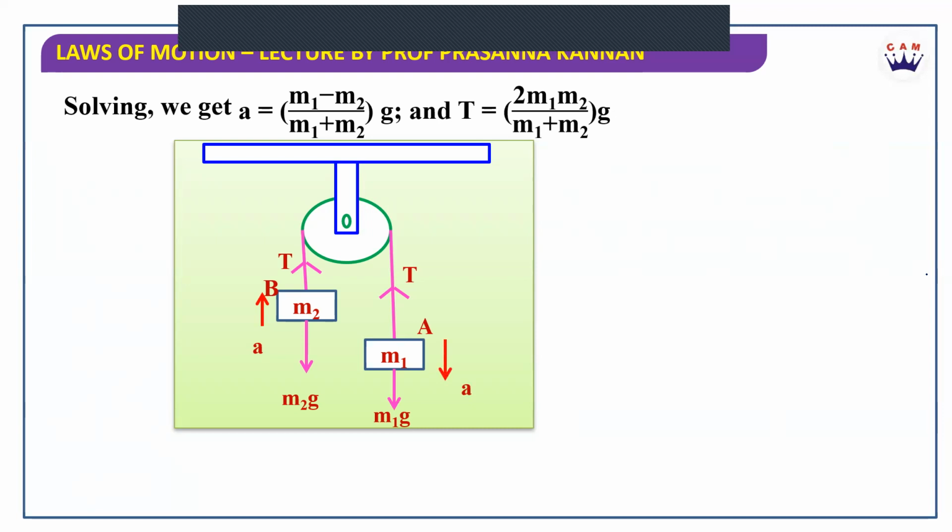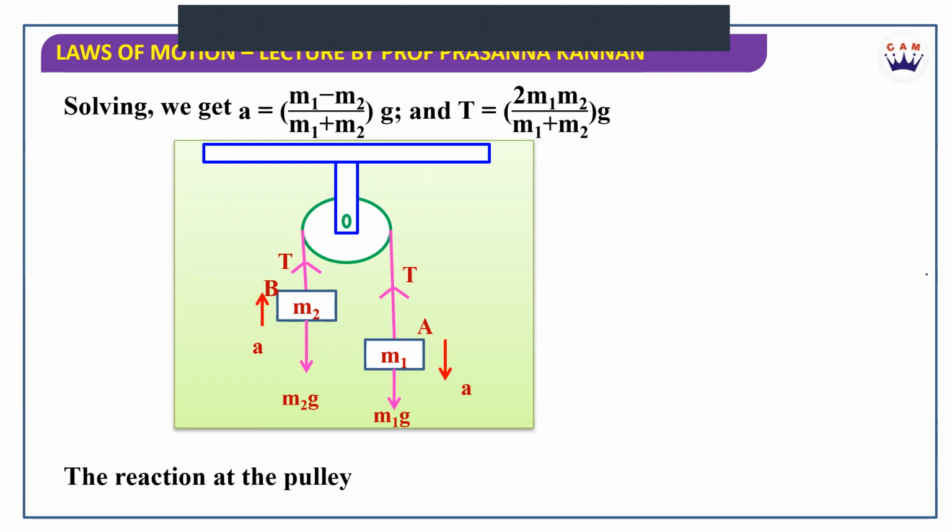Very simple. M1 is more than M2, so it is going to go down. M1G acts downwards, tension acts upwards, but still the body is coming down. Therefore, M1G minus tension is M1A. And similarly here, the body is moving up. Tension acting in the upward direction, M2G in the downward direction. Tension minus M2G is equal to M2A. So when you solve the equations, you're going to get the value of A and T. Try it. If you do not get it, then we will help you out.